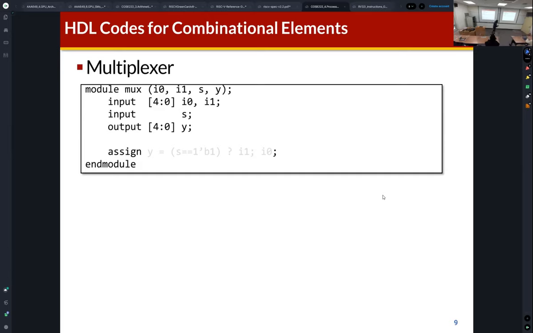In the gray color code, you can find that if S is equal to 1, then I1 is selected, and otherwise I0 is selected. Okay? It's also a combinational element. Why? Because the output is just determined by I0, I1, and S. Okay? This is an example of a multiplexer.